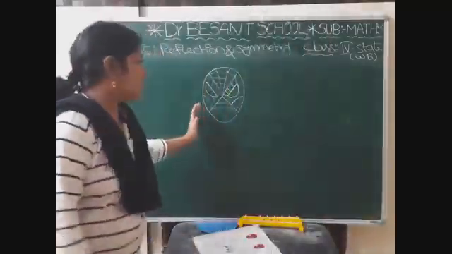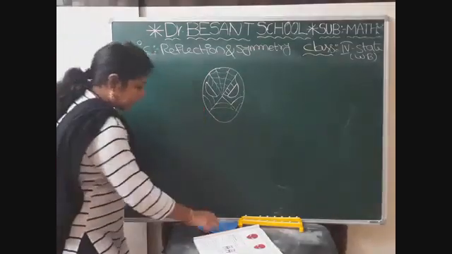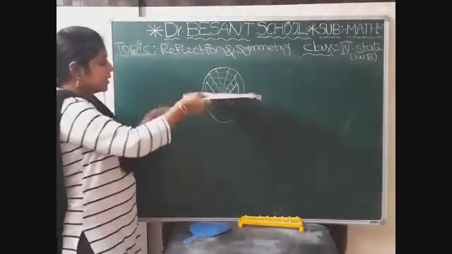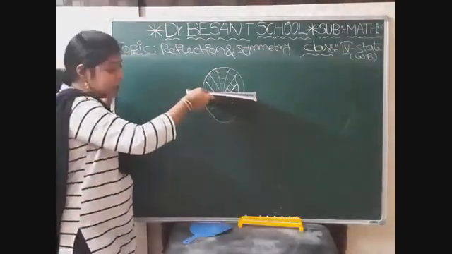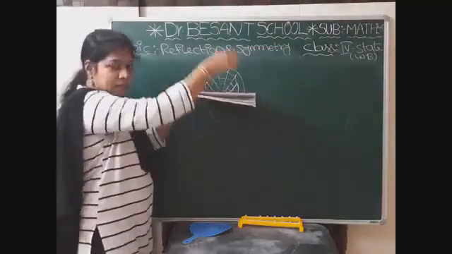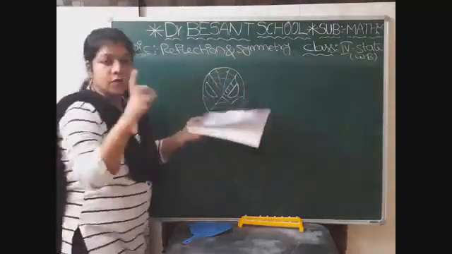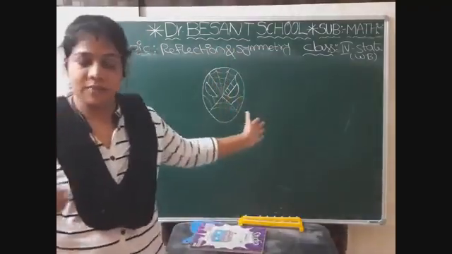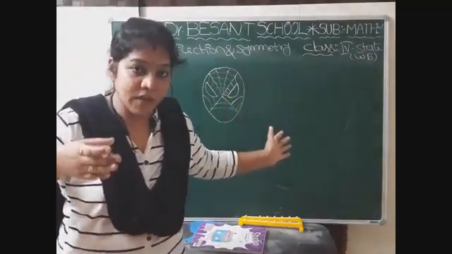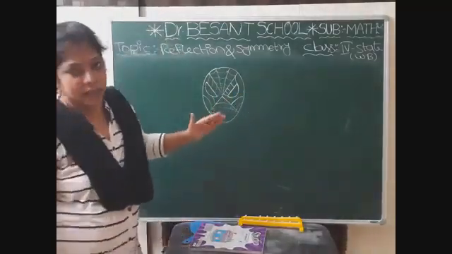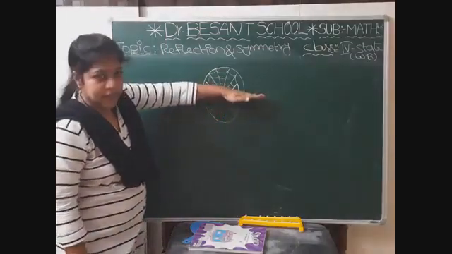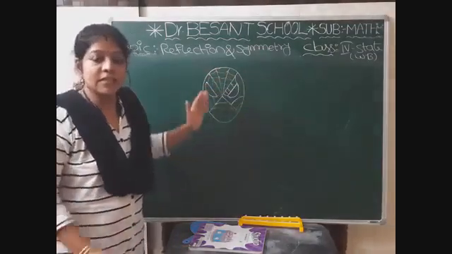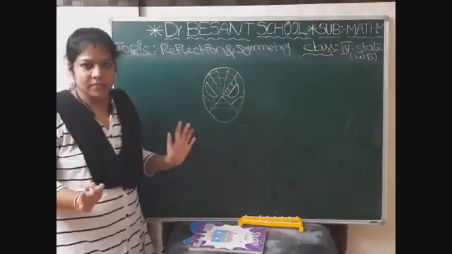For example, take this mask. Now just imagine if we draw the line of symmetry like this, horizontal, are this part and this part equal? Are both these two parts equal? No. Means we can't draw the line of symmetry to this mask. Which line of symmetry can't we draw? The horizontal line of symmetry. If we draw the horizontal line like this, these two parts are not reflections of each other. Means this mask does not contain the horizontal line of symmetry.